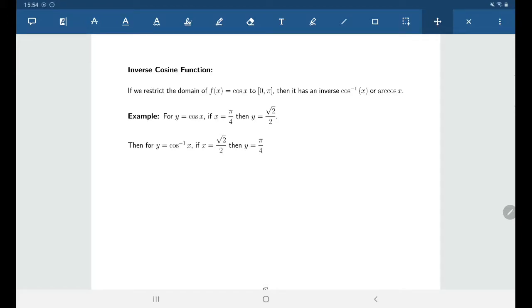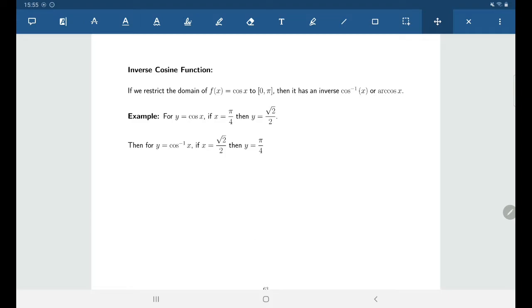Welcome back. In this next part of the lecture, we're going to talk about inverse cosine and inverse tangent. A lot of this is going to be repetition of what we already did when we talked about inverse sine. For both of these, we'll have to restrict the domain. And so really what's going to be different here is just what our restricted domain is.